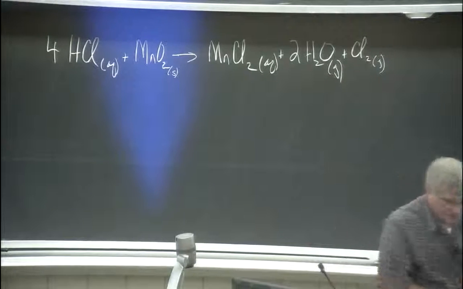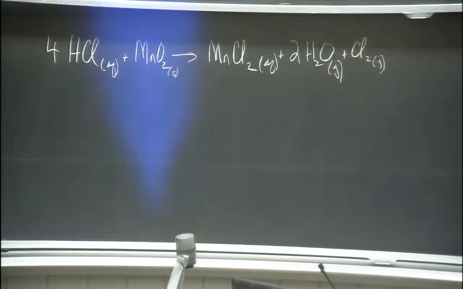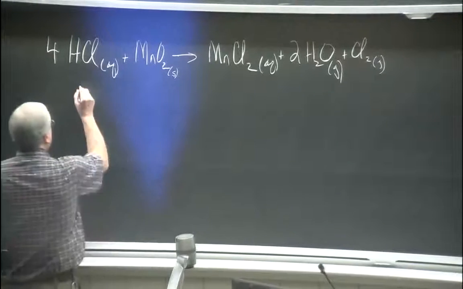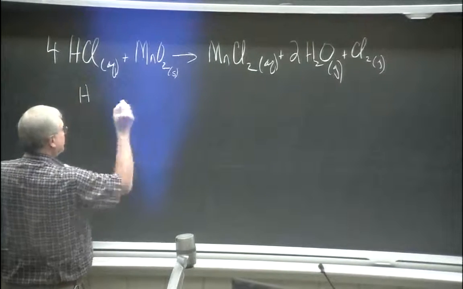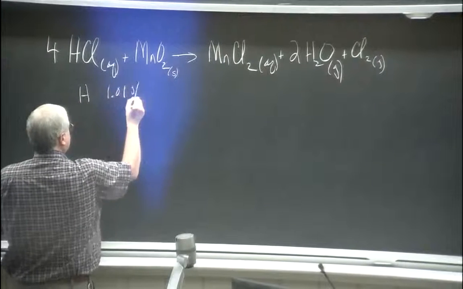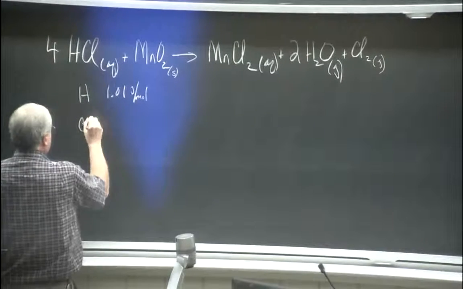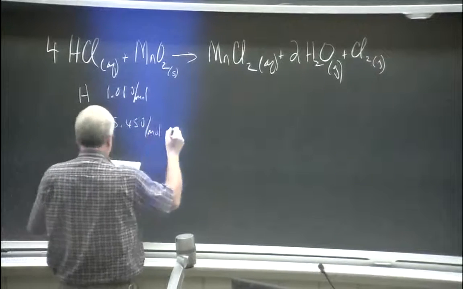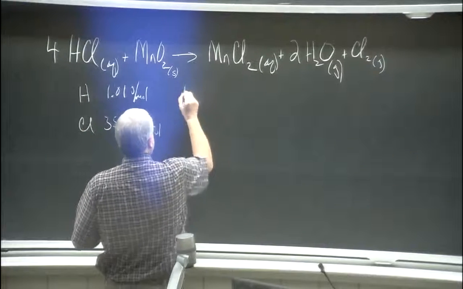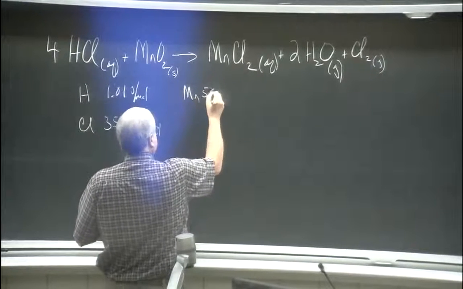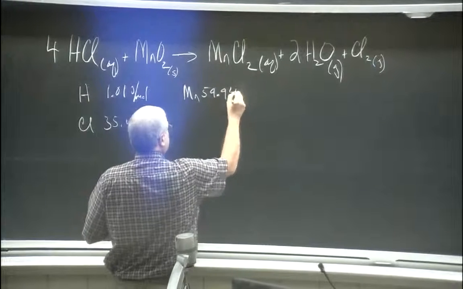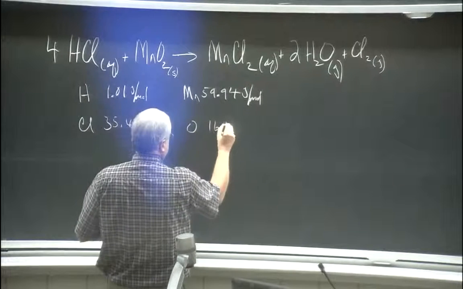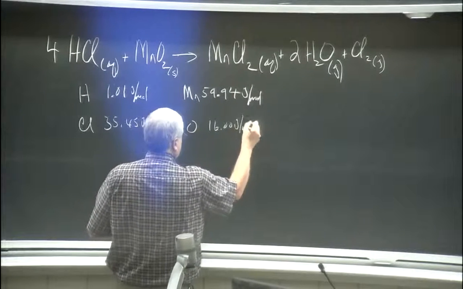Okay, so let's see. We all on the board here? Good, excellent. Okay, now I'll give you some more information here. Hydrogen, since this isn't up there on the board, 1.02 grams per mole. Chlorine, 35.45 grams per mole. And let's see what else we got. Manganese, that's going to be 59.94 grams per mole. And oxygen is going to be 16.00 grams per mole.